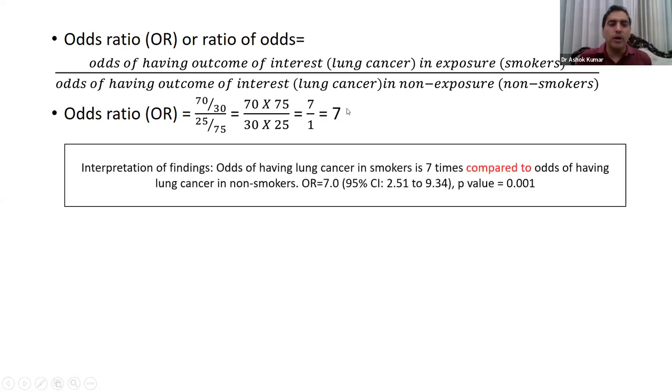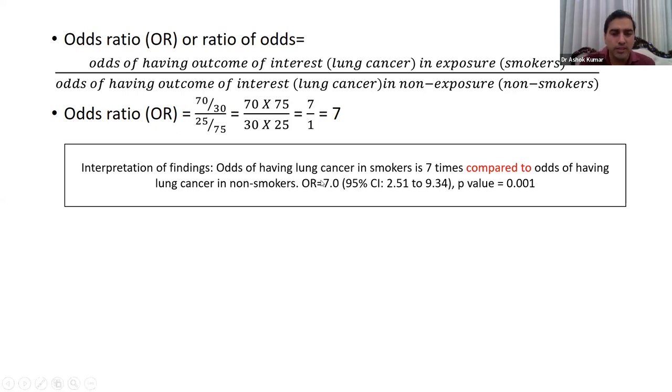So what do you mean by it? Odds ratio of 7. So the interpretation of the finding: we can interpret it as the odds of having lung cancer in a smoker is 7 times more. Otherwise, it is 7 times compared to the odds of having lung cancer in a non-smoker.